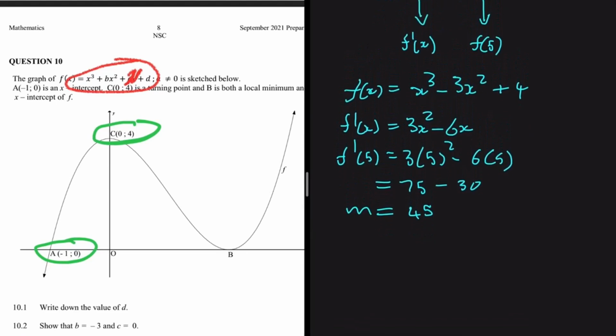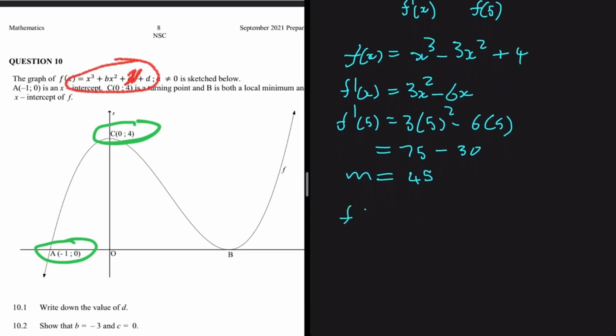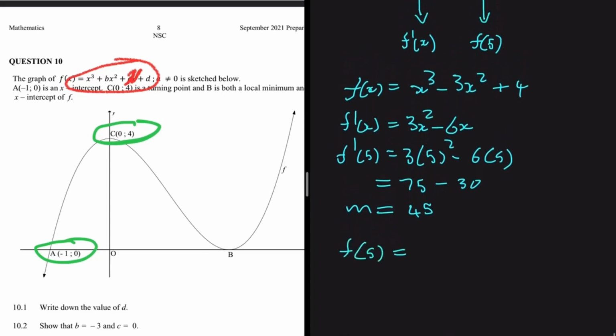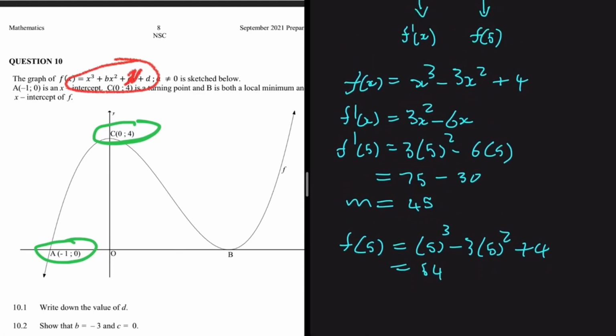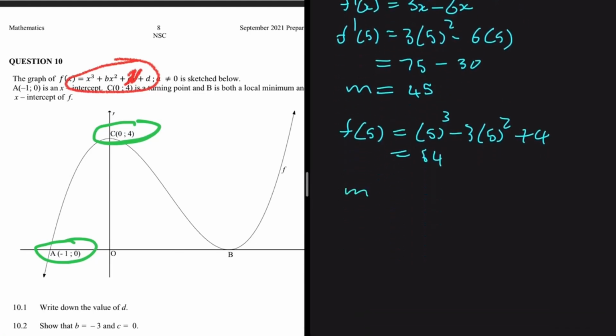Let's find the y value of the point. We know that x is equal to 5 at that point, right? So what we can do here, we can say f of 5 is equal to, now we're substituting into the equation itself, 5 cubed minus 3 times 5 squared plus 4. And then if you put this in your calculator, you should get 54, right? So now we have the point and we have the gradient. The gradient is 45. And the point, when x is equal to 5, we have 5 and 54 as the corresponding y value.